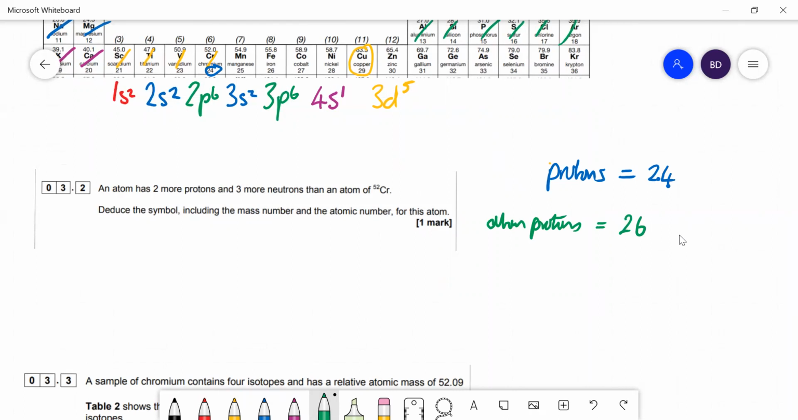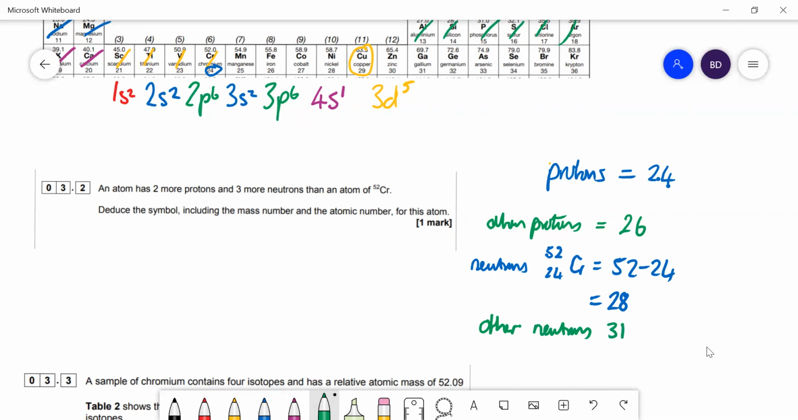Now it's got 3 more neutrons than chromium-52. So neutrons in chromium-52, we have to do that. In chromium-52, well, that's going to be 52 minus 24, which is equal to 28. And it tells us here we've got 3 more neutrons. So this other atom has neutrons, it's got 28 plus 3, so that makes 31.